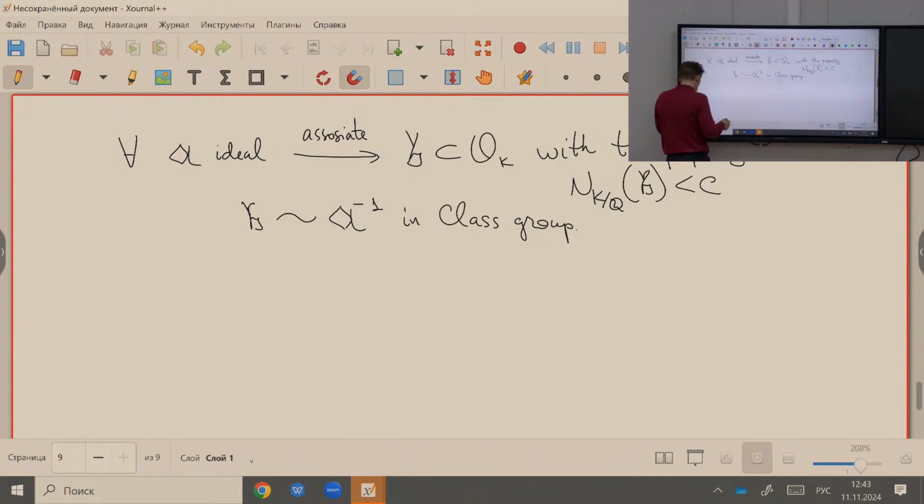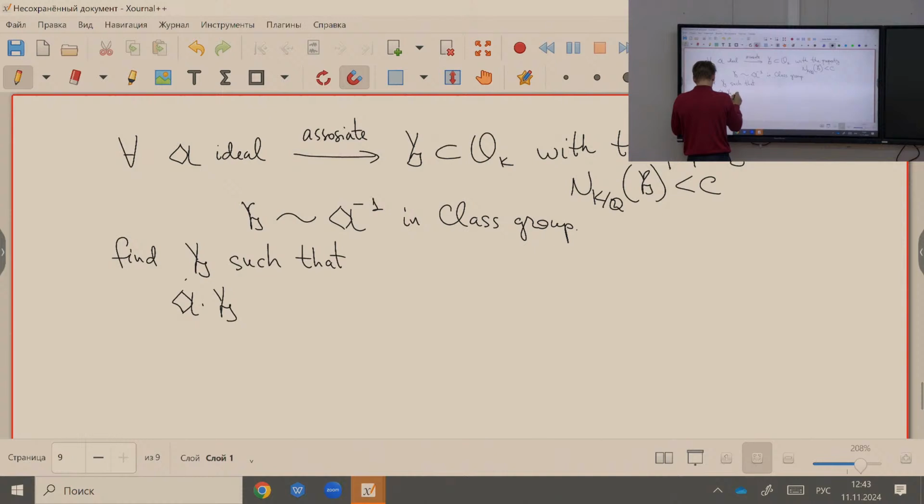Yeah, so we will find B, beta, such that A times B is equal to psi, some element psi, where psi will be an integer. So we shall precisely find the ideal which is complementary, which will give you an integer number.